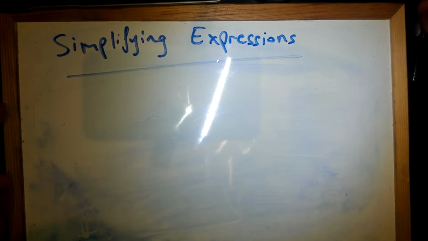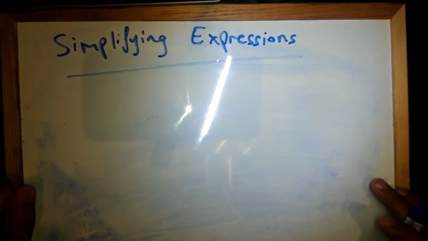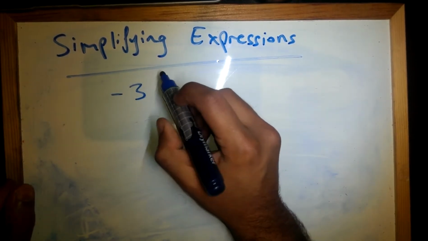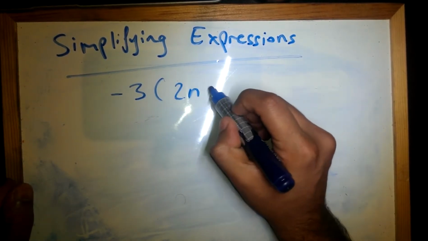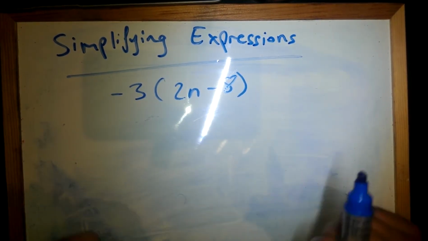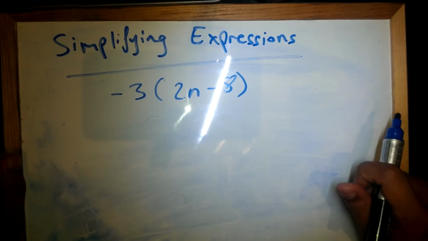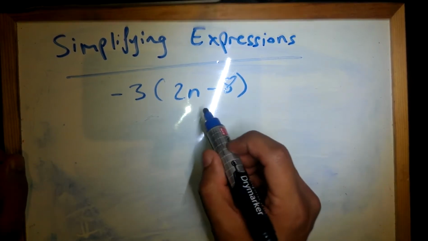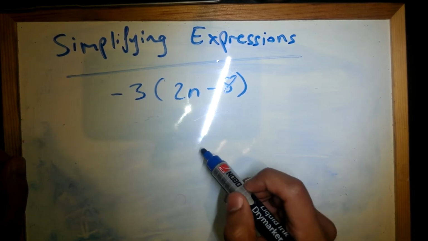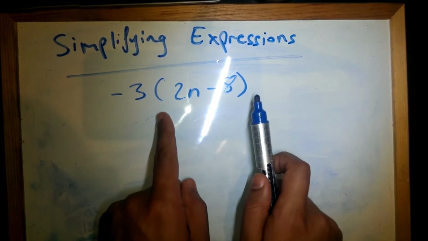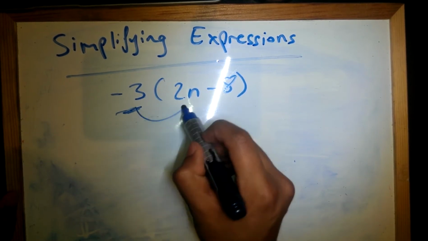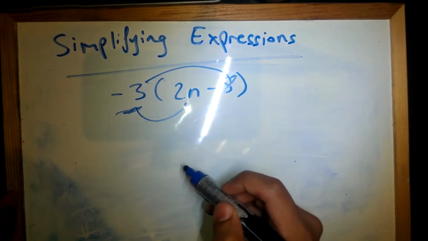So, what about expressions that use negative numbers, such as minus 3(2n minus 8)? Well, to be honest with you, there's no difference at all. None at all. You've got to remember that this minus 3 is its own entity, just as this bracket is its own entity as well. And this minus 3 here is multiplying both this and this.